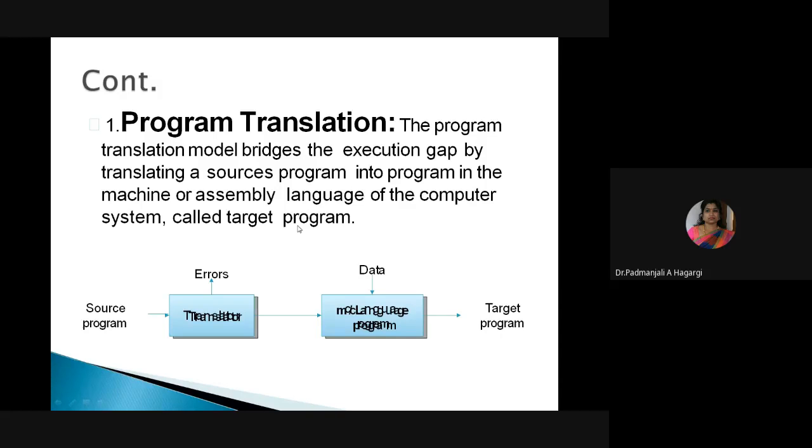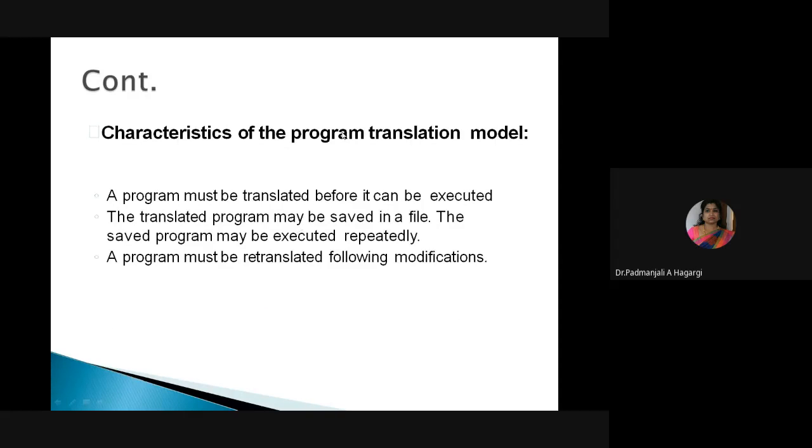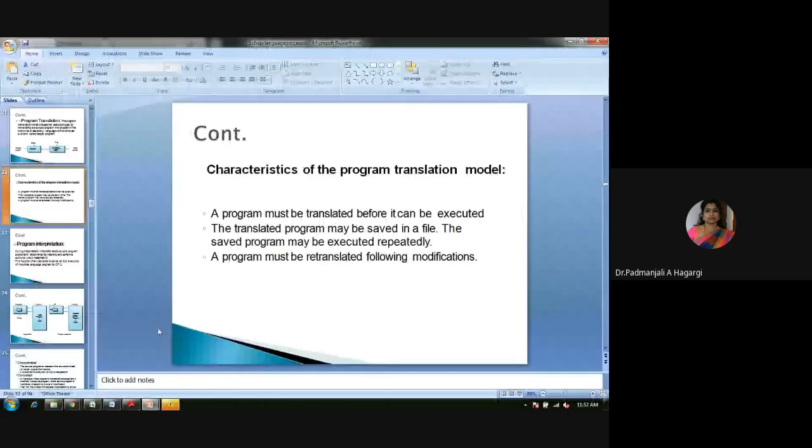Characteristics of the program translation model. I have given three characteristics here. The program must be translated before it can be executed. The translated program may be saved in a file, and the saved program may be executed repeatedly. The program must be translated following modifications.